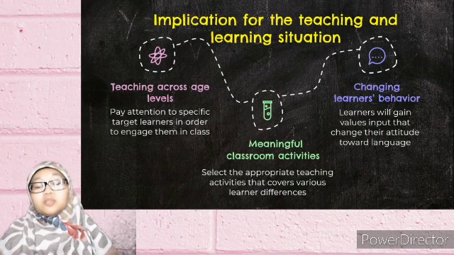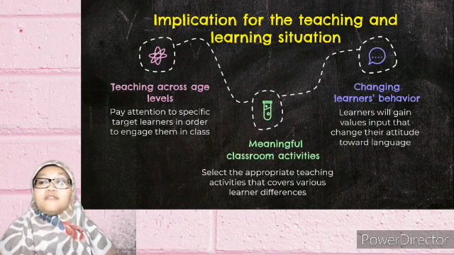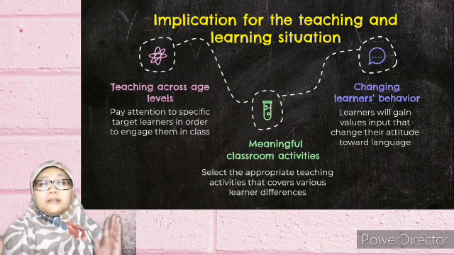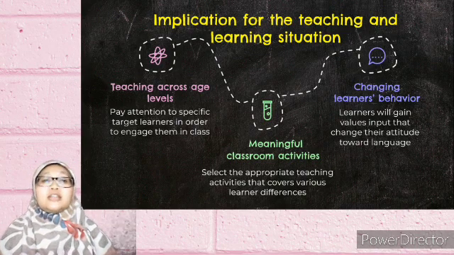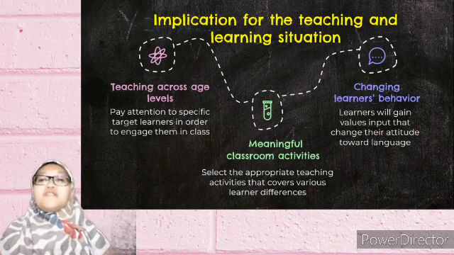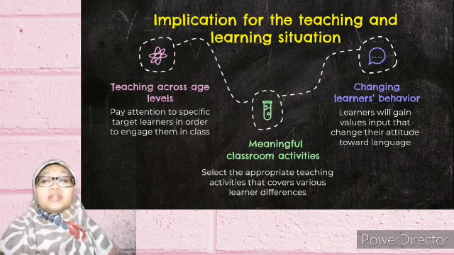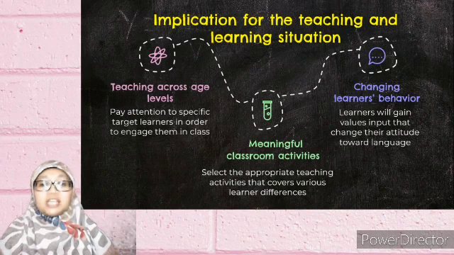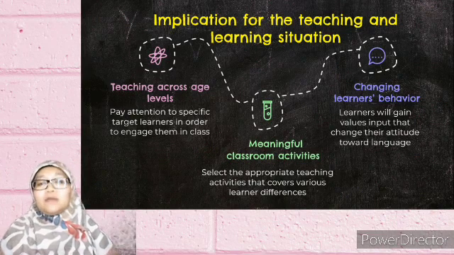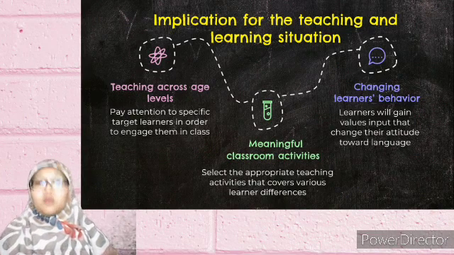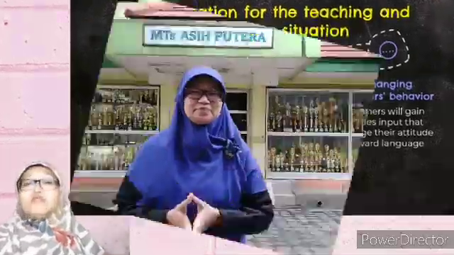And the last but most important thing is changing learners' behavior. We all know that the purpose of the teaching and learning process is changing the learner's behavior. So the learners will gain valuable input that changes their attitude toward the language, from zero to hero, from nothing to be something. Well, considering the learner variables will eventually help us in creating an effective, efficient, and meaningful teaching process.